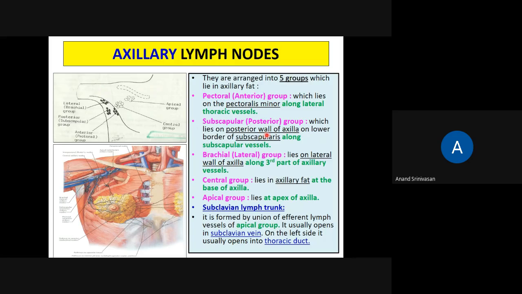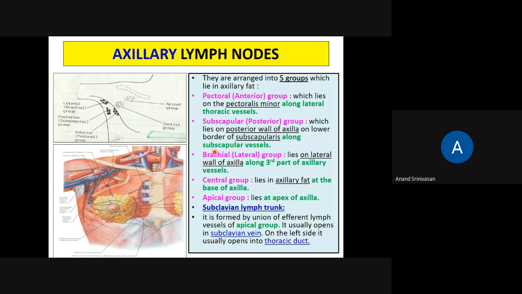The subscapular group of lymph nodes lies along the posterior wall of the axilla. The lateral group of lymph nodes lies along the arm, along the axillary artery and vein. The medial group of lymph nodes is usually along the ribs. It's not mentioned here, but it is usually present along the ribs. The central group of lymph nodes is present near the floor of the axilla, usually embedded in the axillary fat. And the apical group lies quite deep. If you put your hands deep inside the axilla, that will be the apical group of lymph nodes.